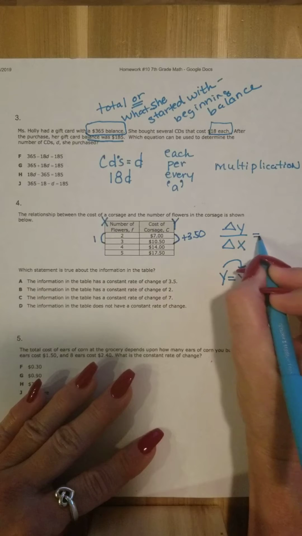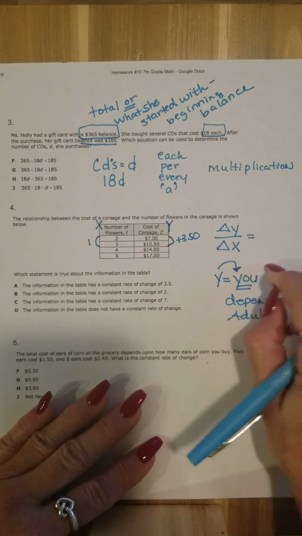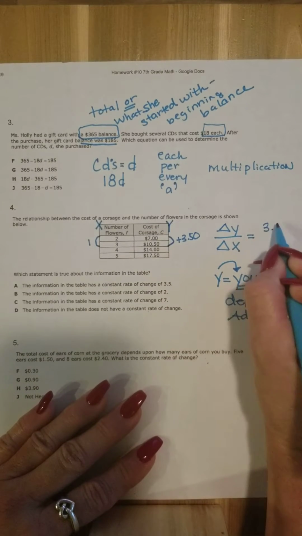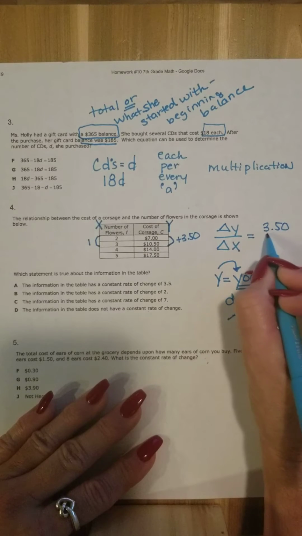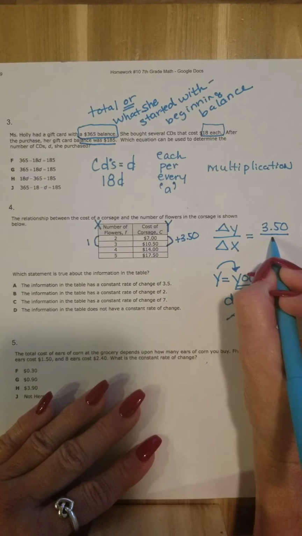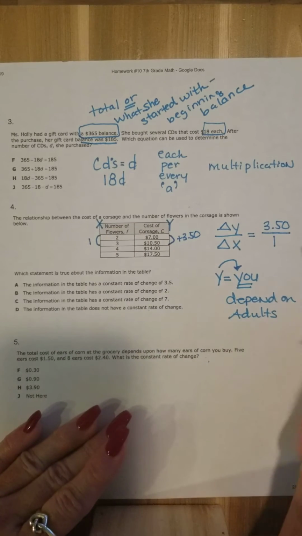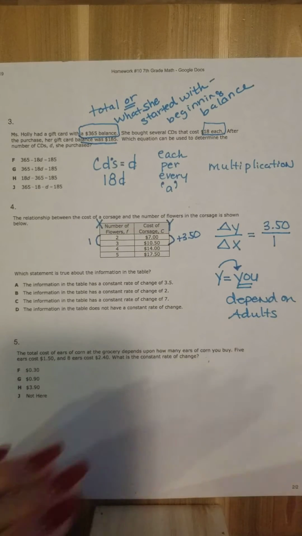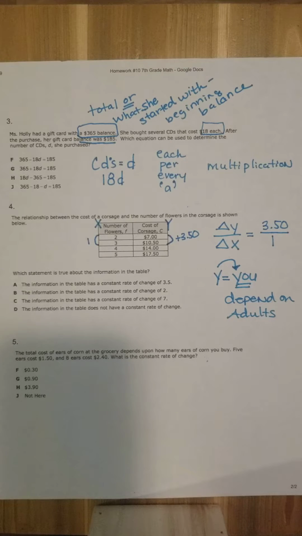Then we come over here and we set it up as the change in Y over the change in X. $3.50 is my change in Y. And what is my X? Okay. Then if you do this division, hopefully you can see what that should be. And then we can look through our answer choices. A: the information in the table is a constant rate of change of 3.5.